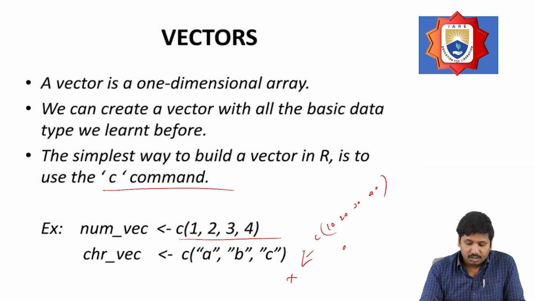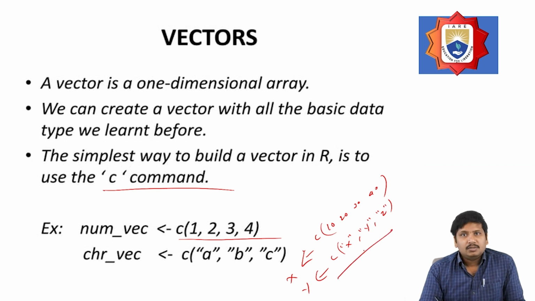Suppose I want to create a character vector, I assign the values to a variable x. So this is the character vector. This is a simple way of creating vectors in R programming.